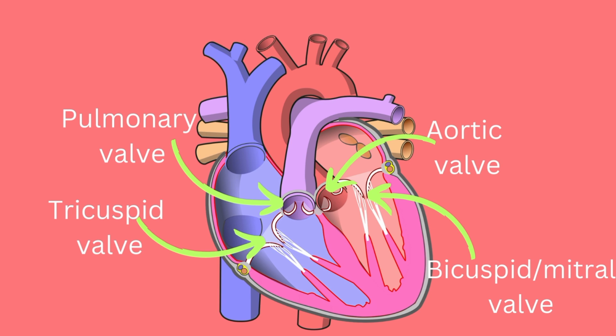One of the atrioventricular valves is present at the junction of the right atrium and right ventricle, and it is also called the tricuspid valve because it consists of three flaps or cusps, while the second atrioventricular valve is present at the junction of the left atrium and left ventricle. It is also termed the bicuspid valve or mitral valve, and it consists of two flaps or cusps.